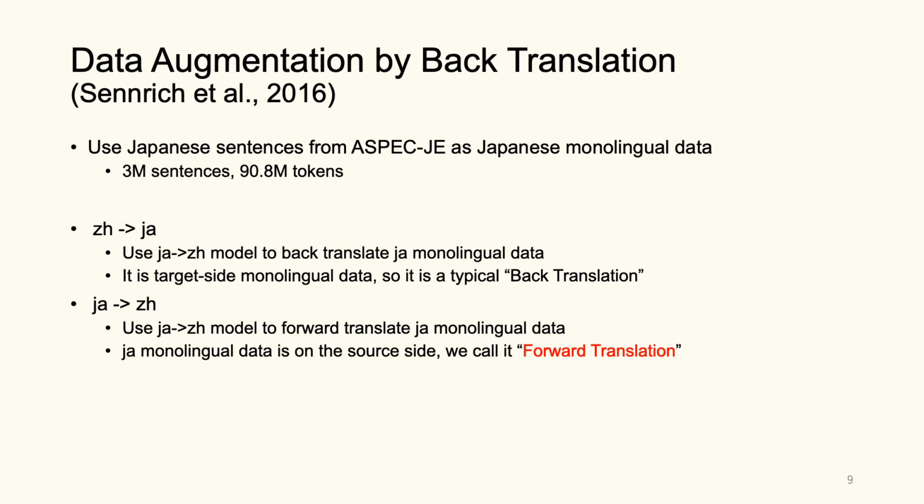Then we try to do the data augmentation by back translation. We use Japanese sentences from ASPEC-JE as Japanese monolingual data. There are about 3 million sentences. For the translation direction from Chinese to Japanese, we use the reversed model to back translate Japanese monolingual data. It is a very typical back translation. And for another direction, we also use the Japanese to Chinese model to forward translate Japanese monolingual data. So we call it forward translation.